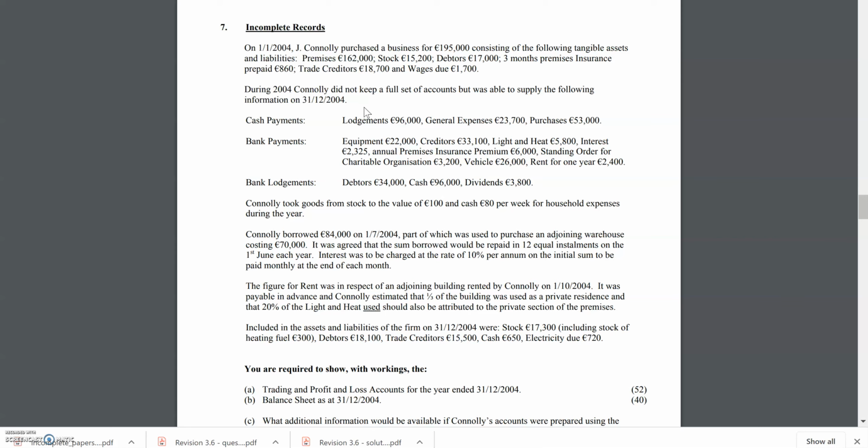So that's your type B, where you work backwards. You do your balance sheet first, get your net profit, and then you use your net profit to work backwards up with your profit and loss account. With your type A, you're going to use the 10-step approach.